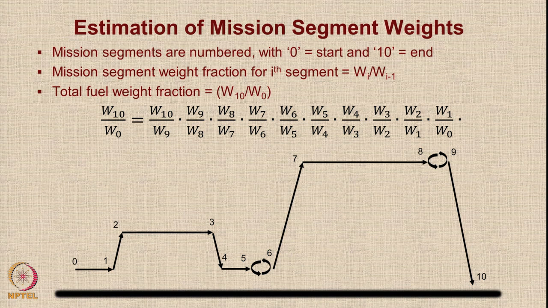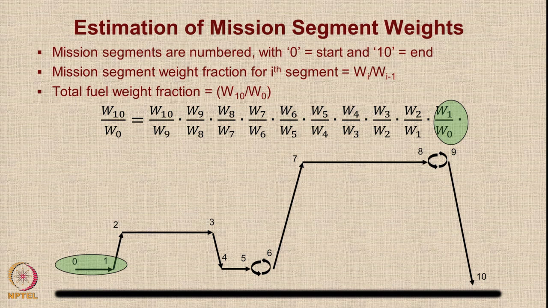Please remember that this is possible only if we assume that there is no other way by which the aircraft loses its weight except by consumption of fuel. Only under that condition is this equation valid. So now let us look at how we get these terms. We need these ratios, so let us see one by one how for each of the mission legs we can get them.